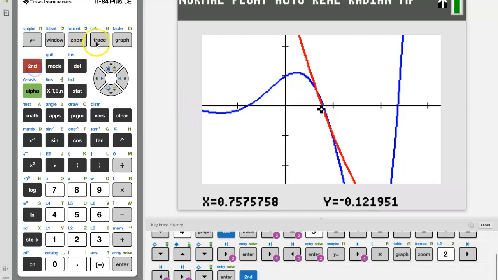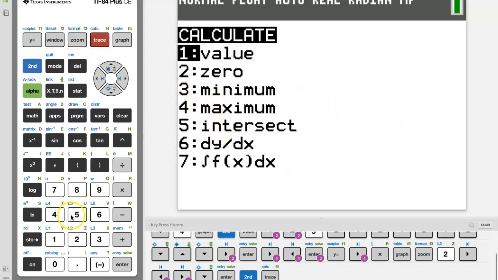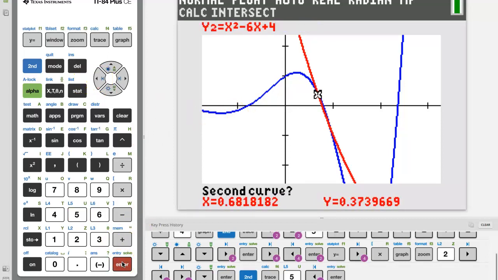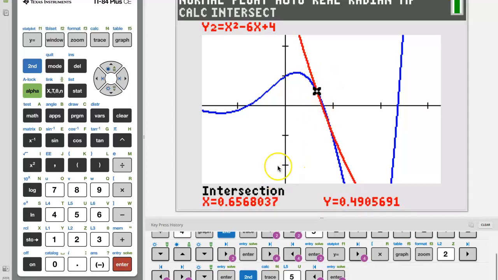I'm going to do second trace, intersect. So I'm going to hit 5. And then move my cursor close to that first intersection, which is about there. Hit enter again, because now I'm on the second curve close to it. Hit enter again, because I want to guess. And that's my first intersection, 0.657.